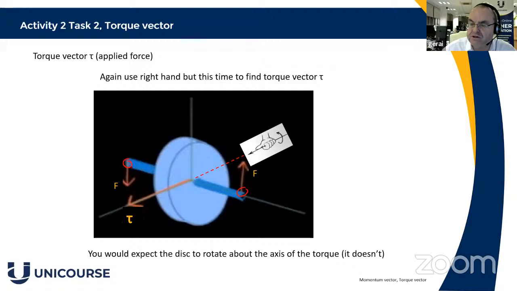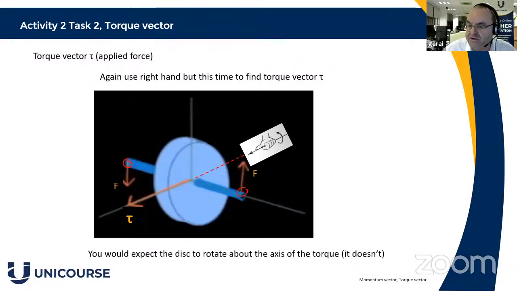Because that's at a distance from the actual mass, it's going to produce a torque around this axis, so it's going to try and turn it in the vertical plane. Now, what we need to establish is the torque vector. Again, we use the right-hand rule.